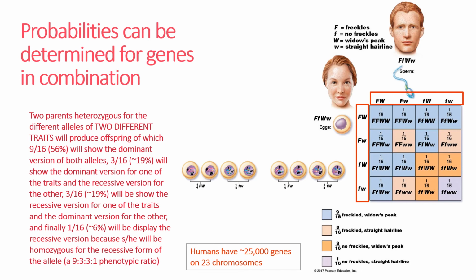Now remember, this is looking at only 2 genes with 2 different alleles, and humans have 25,000 genes, each with the possibility of having more than just 2 different allelic variations. So while it's possible to do Punnett squares for 3 and 4 different gene combinations, they get very complex.